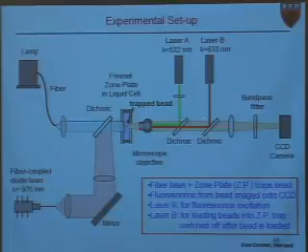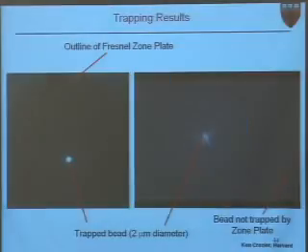We also use another laser to push the bead onto the glass surface. At that point, we turn it off, the bead floats up, and then it's trapped by the Fresnel zone plate, and then we make our observations of the trapping as a function of time.